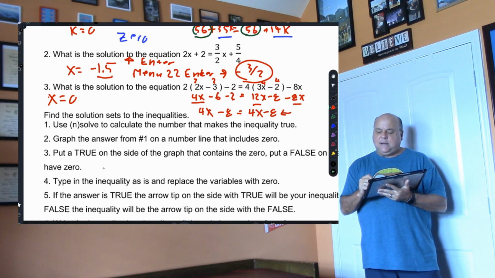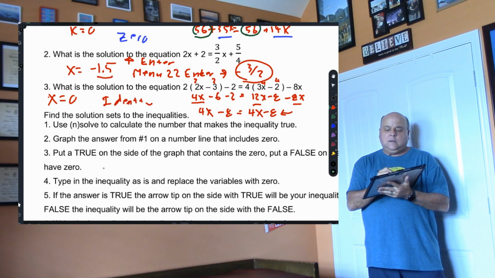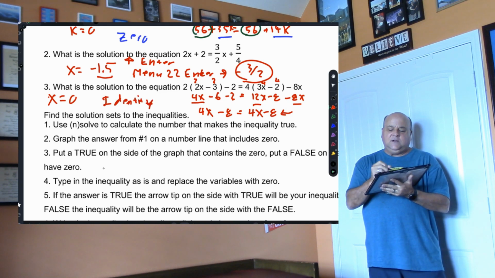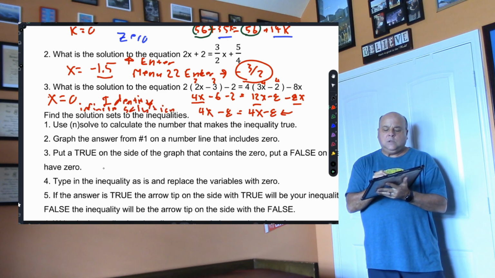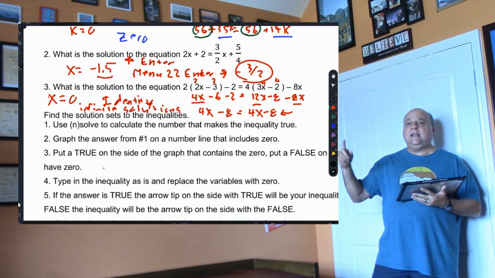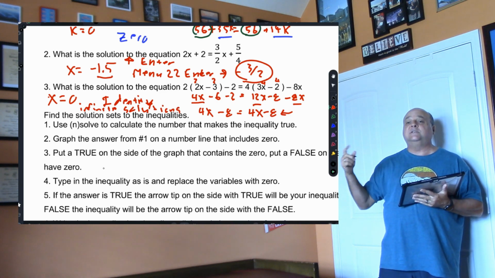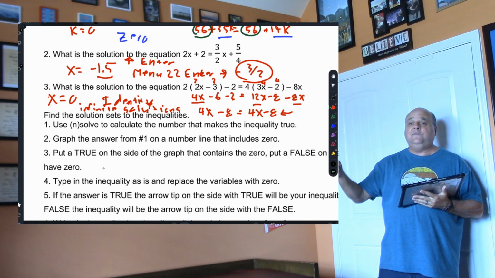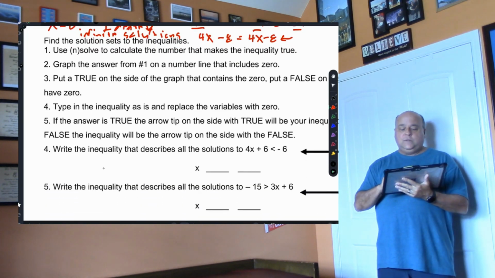Notice this is the same exact thing. This is identity. Identity, or it's going to be infinite solutions, okay? Either one. So notice the left side equals the right side. Anything you plug into that equation is going to be true. So you have infinite solutions or identity. Now then, let's do the next one.